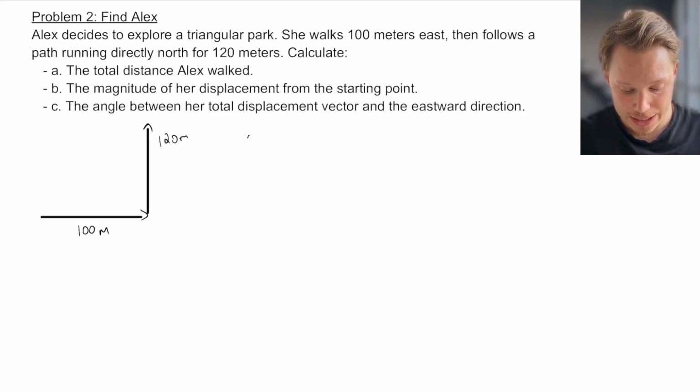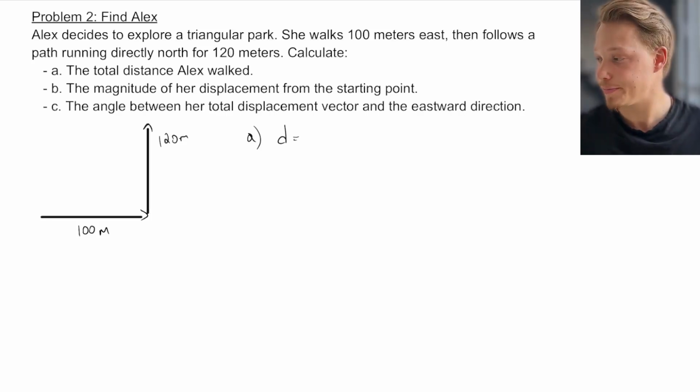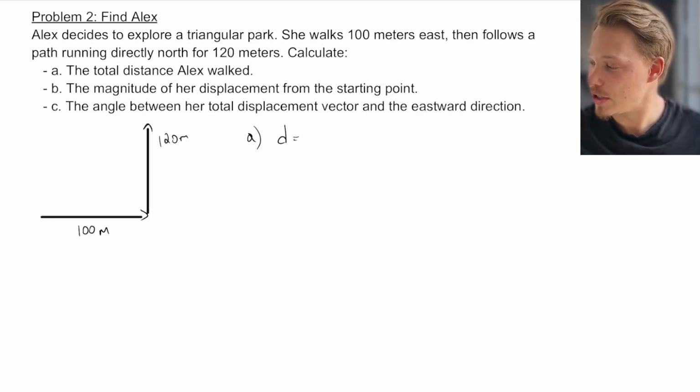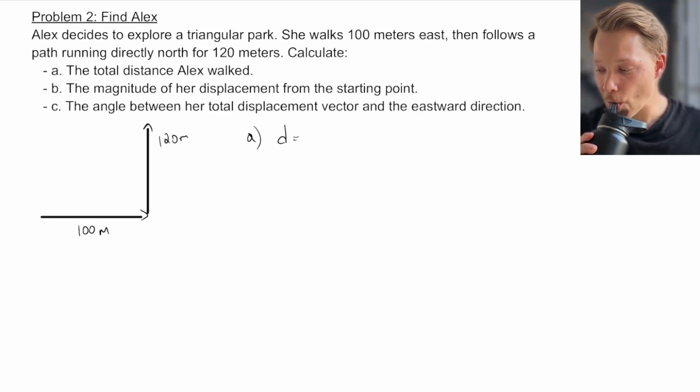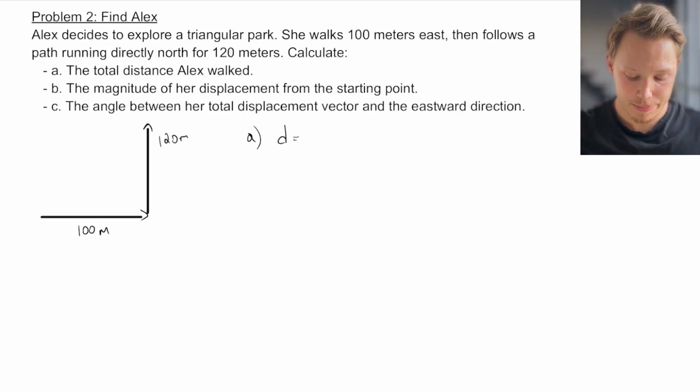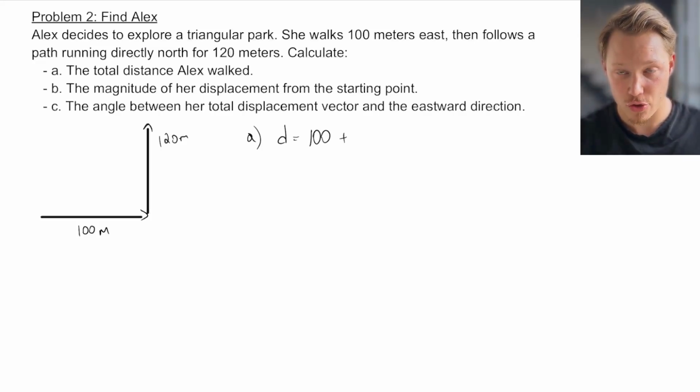Firstly, we have to calculate the total distance Alex walked. What do you think? And while you think on this problem, I'm going to have some water. Hopefully, you answered that it's 220 because you just have to add 100 and 120 together, which is 220 meters.